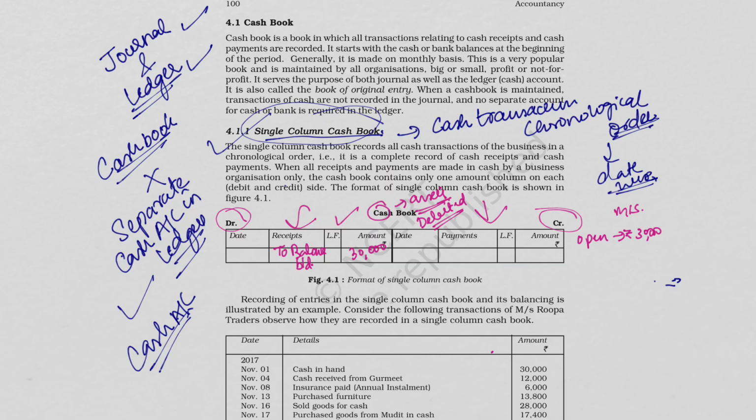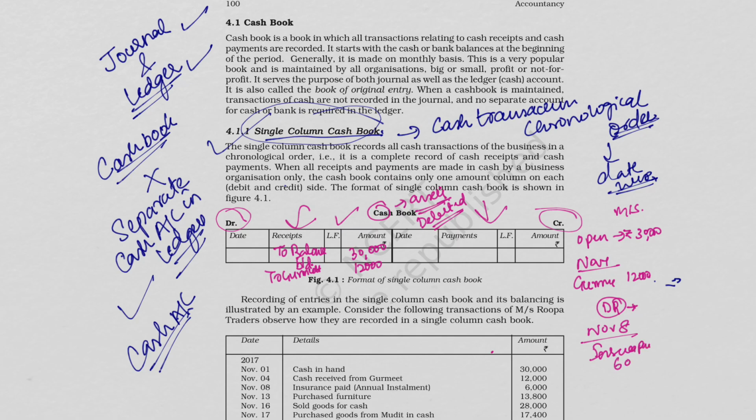Next, the transaction on November 4: cash received from Gurmeet, 12,000. Cash is coming into the business. When the asset is increasing, we will debit it. So on the receipt side we will write to Gurmeet, rupees 12,000.